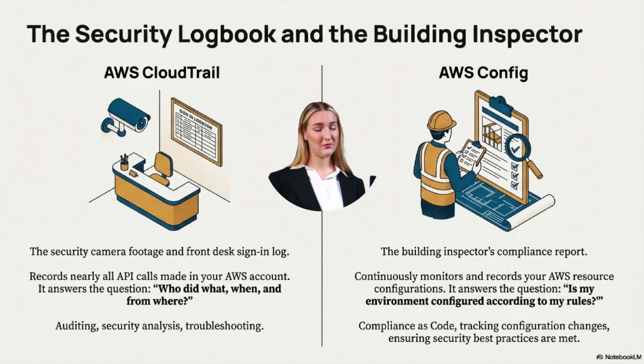AWS Config is your building inspector. It provides a compliance report by continuously monitoring and recording your resource configurations. It answers the question, is my environment configured according to my rules? This allows for compliance as code, ensuring that your security best practices are always met.